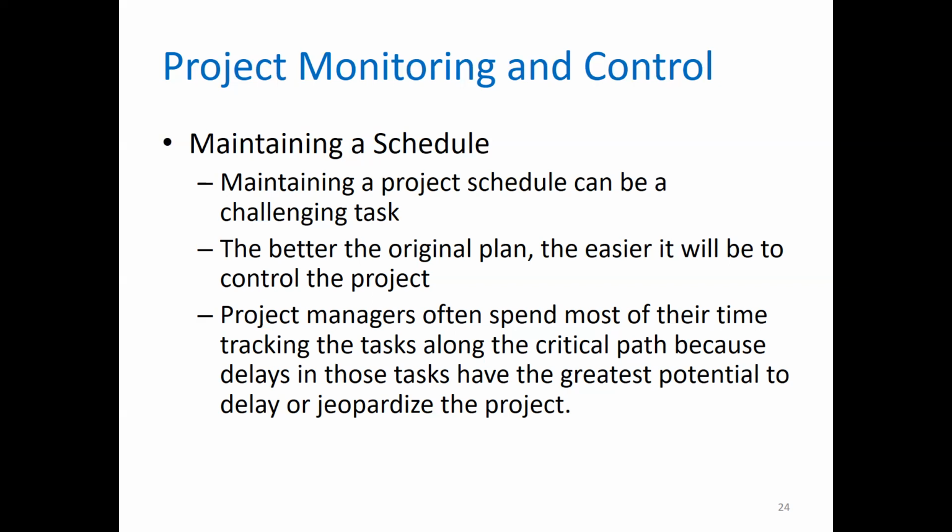Project managers often spend most of their time tracking the tasks along the critical path because delays in those tasks have the greatest potential to delay or jeopardize the project. So over here it's talking about how project managers need to control and monitor things in such a way that they do not lose track of the critical path. Now, when you go out of schedule, when you go out of time, it's called schedule creep. Remember, we had project creep, we had scope creep. Now you have schedule creep as well.